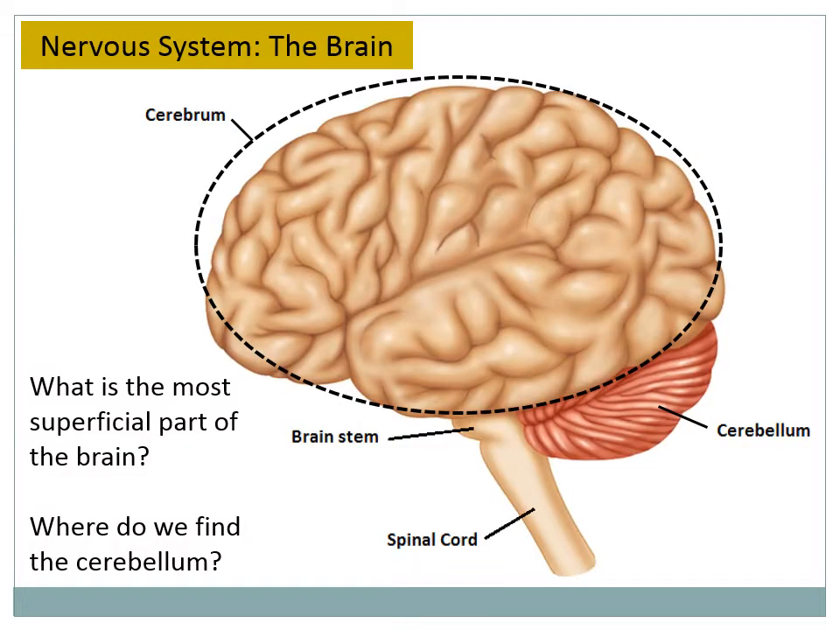So we are going to be taking a look at the brain. Notice that there are 4 things that are labeled. So the cerebrum, the brainstem, the spinal cord, and the cerebellum. So what is the most superficial part of the brain? Yeah, it is the cerebrum. Your cerebrum is the bulk of your brain. It is the most superficial part of it. It is like what you would typically think of when you think of a brain is the cerebrum.